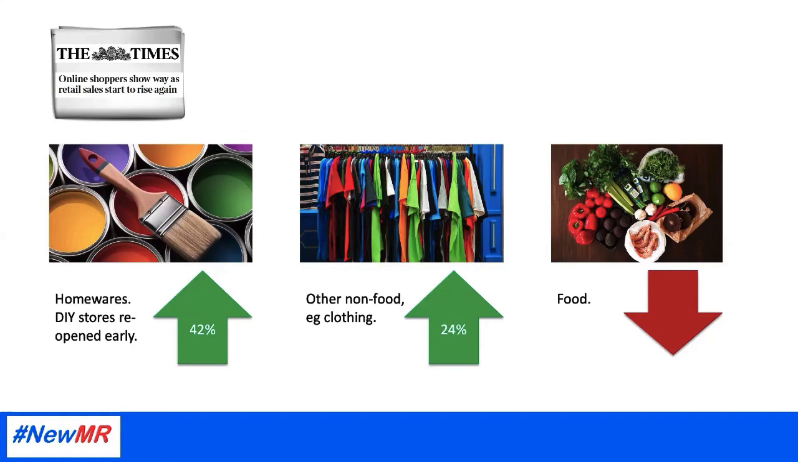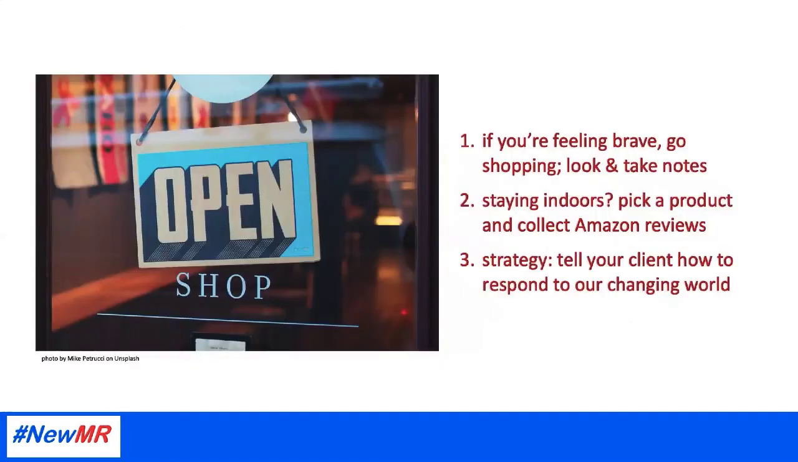Right then, let's talk about what's in this book this week. So activities: in the chapters you've been reading, chapters 7 to 9, as always, there are activities in each chapter, and here they are. If you're feeling brave, there's absolutely no compulsion to do this, but if there is something you actually need to go out and get, then go shopping and have a look at what people are doing and just take some notes.